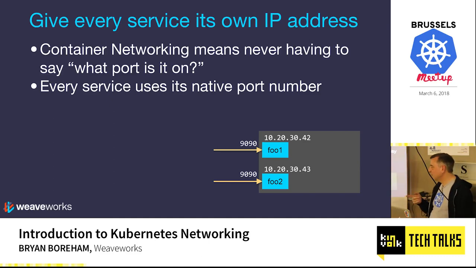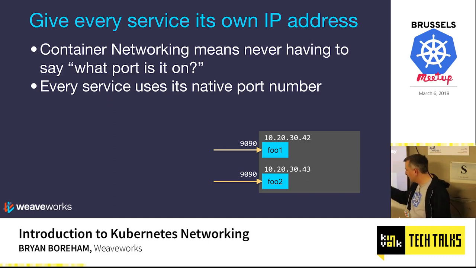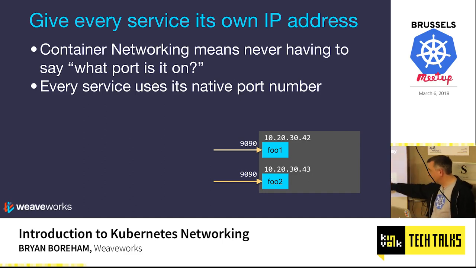If container networking means nothing else, it means giving each of your containers its own IP address. And now we can use the port number that was baked into the thing in the first place. We don't have to go changing the port number. That's why we do this, right? This is the big feature. Give every service, every instance of the service, its own IP address. Now, the problem we had earlier, which port do I use, becomes which IP address do I use?